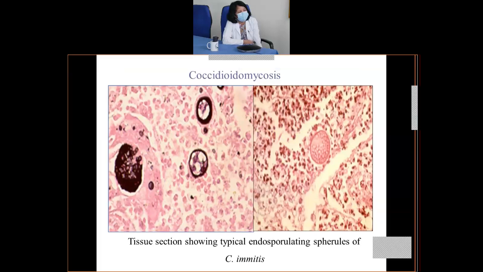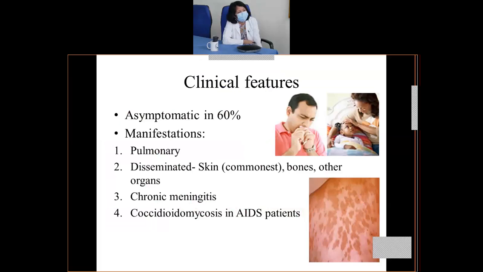Okay, so you can see these are tissue sections. You can see these are the spherules. Inside the spherules, there are the endospores. Okay, so what are the clinical features? Clinical features are asymptomatic in a majority, that is 60%.